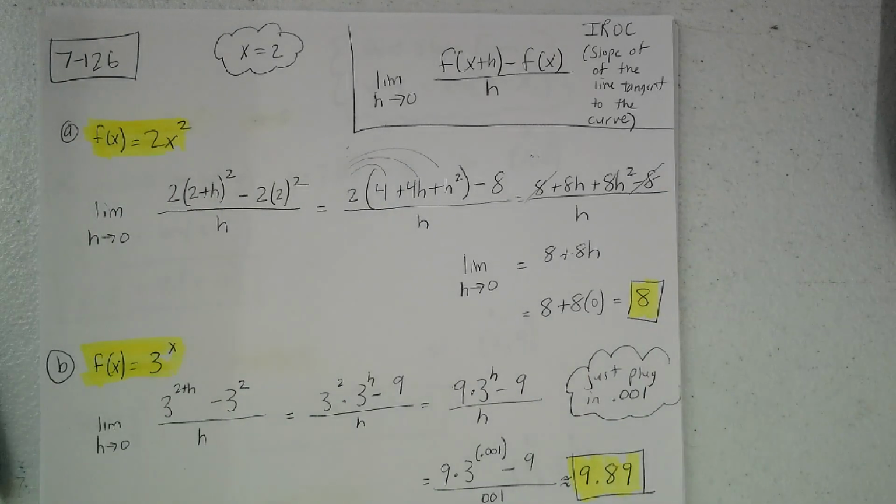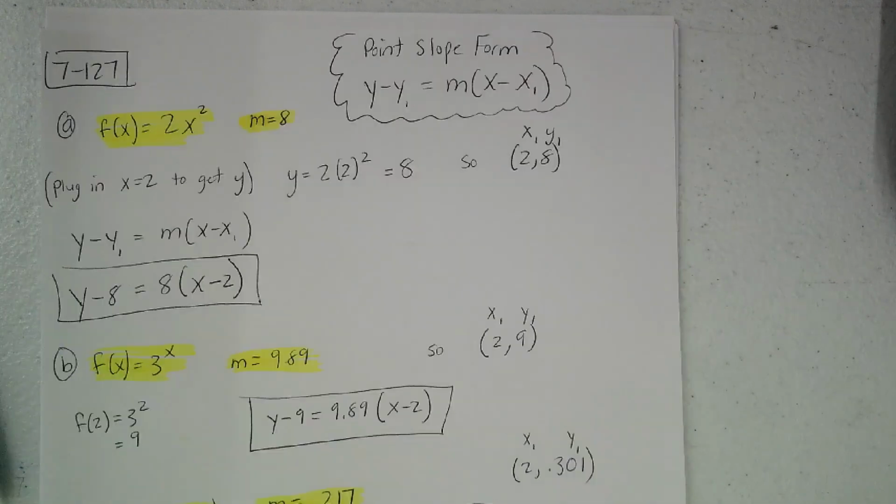Here's pre-calc. It's actually problem 7-127, but if you read 7-127, it refers you back to 7-126. So 7-127 says use your slopes from 7-126 to write the equation of a line that's tangent to each of the functions at the point where x equals 2 and to use point slope form.